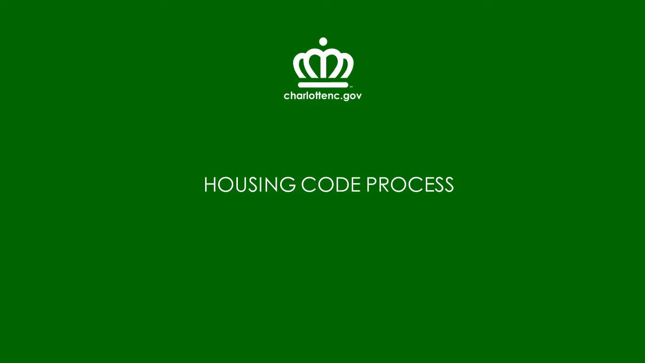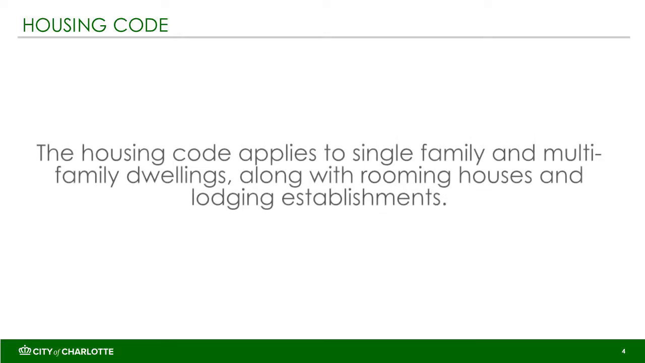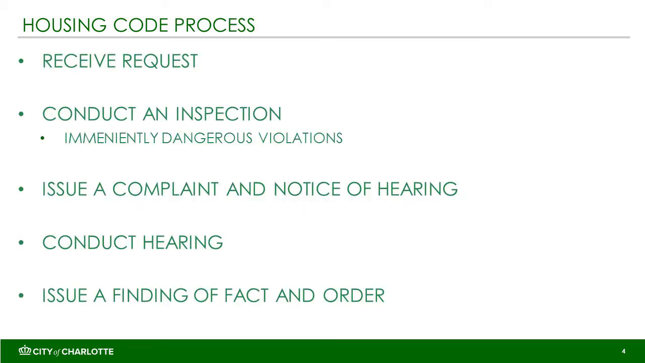One of the responsibilities of the Code Enforcement Division is to enforce the city's housing code. The housing code outlines the process that is required when a structure is found to be in violation of the city's housing code, as well as the minimum standards of fitness, which are the most basic living conditions for residents. The housing code applies to single-family and multifamily dwellings, along with rooming houses and lodging establishments. The housing code provides a process for interim remedy that could result in the city repairing a property or demolishing a property.